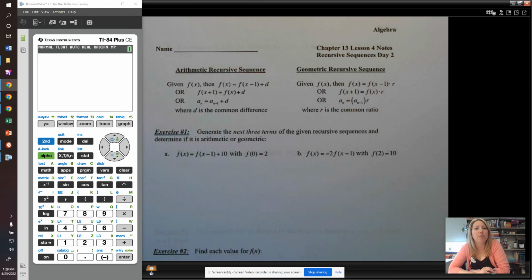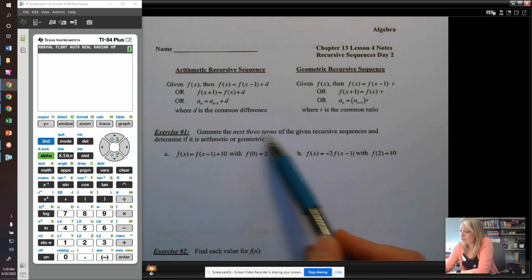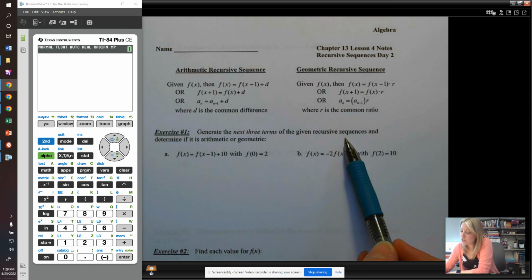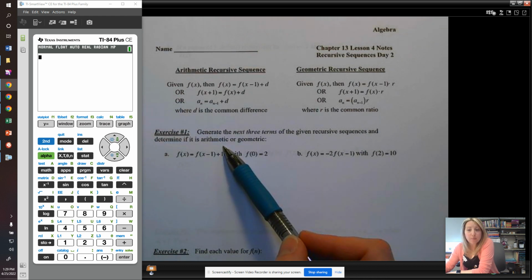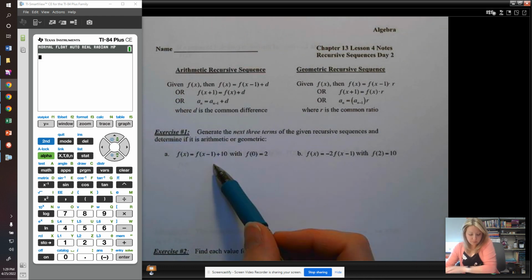Hi, Algebras, and welcome back to your Chapter 13 Lesson 4 notes. Day 2 of them, of course, so just a whole bunch more examples, and here we go. All right, so we want to generate the next 3 terms given a recursive sequence and define it as arithmetic or geometric. Great. Let's take a peek here.